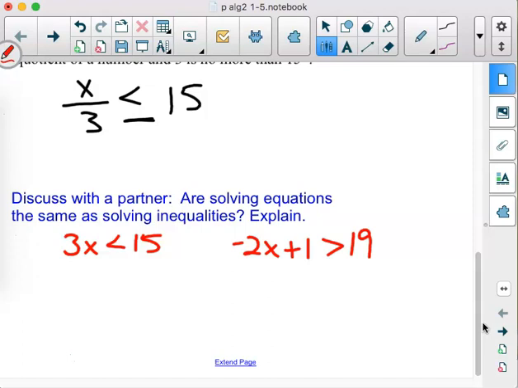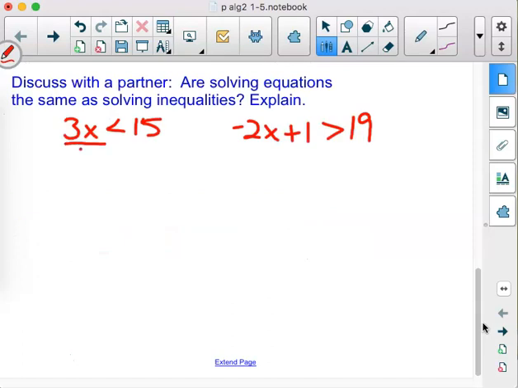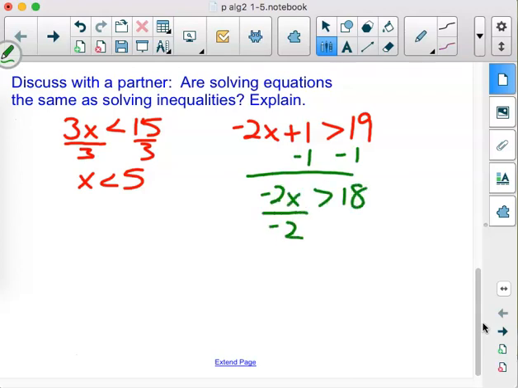So this one would be normal. We'd look at this and say, I want x by itself. I'm going to divide by 3. All is good. But you come over here and you subtract your 1. And then comes that big step of dividing by a negative 2. When you multiply or divide by a negative, you have to flip the sign. That's the rule with inequalities. So the answer to their question is no, they are not the same.